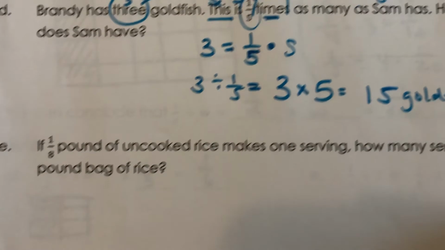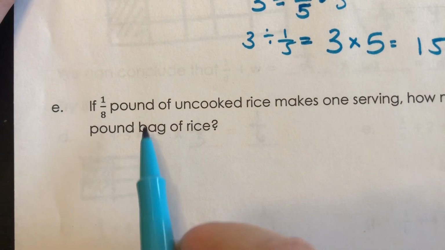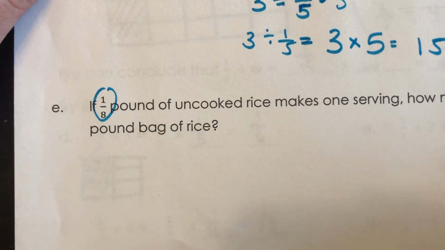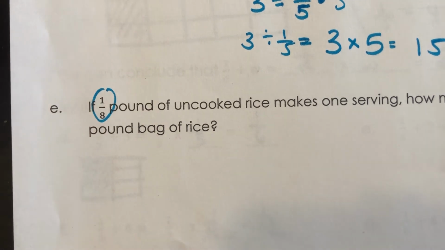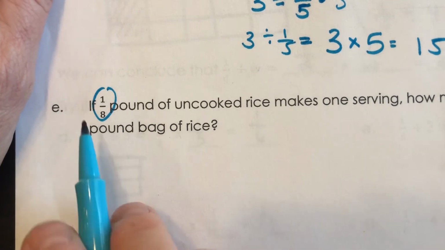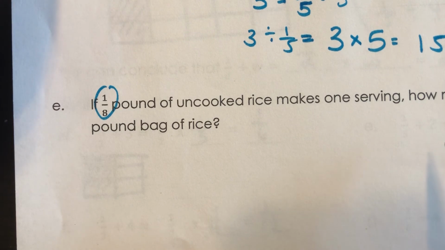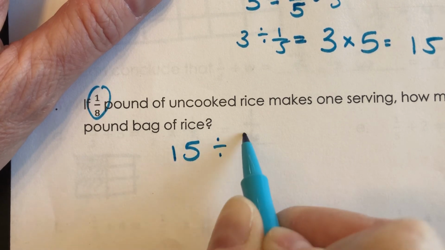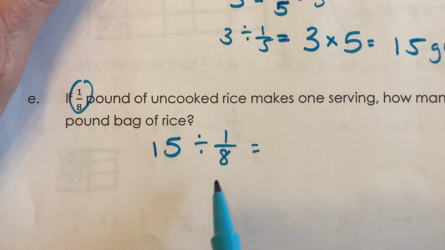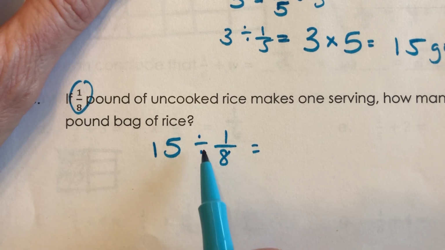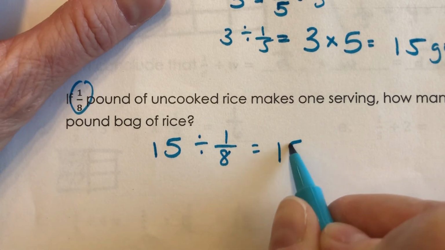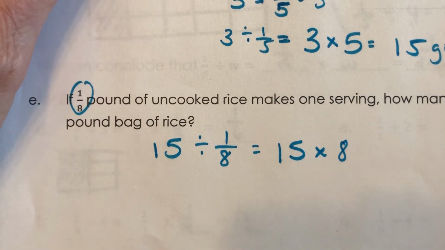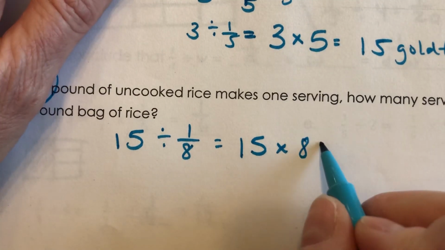All right. Letter E. If 1/8 pound of uncooked rice makes 1 serving, how many servings are in a 15-pound bag of rice? So I am asking you how many 1/8 there are in 15. If I want to know how many 1/8 there are in 15, I need to take that 15 and divide it by 1/8. So let's see here. What should we do? Hopefully you said, do the inverse, Mrs. Tremblay. Multiply. So I can go ahead and take 8, because the reciprocal of 1/8 is 8/1, which is 8. And now we have to do 15 times 8.